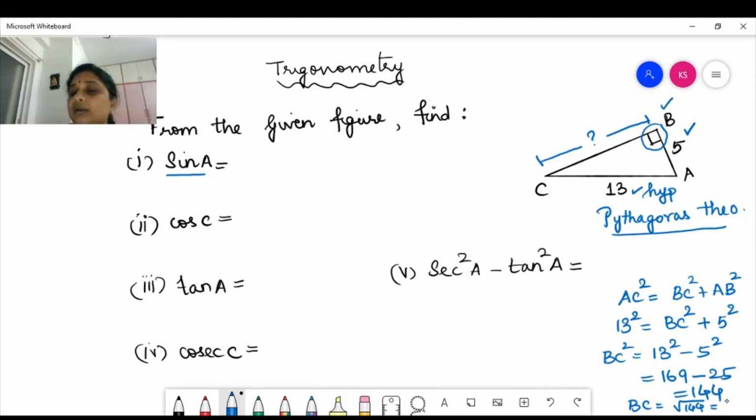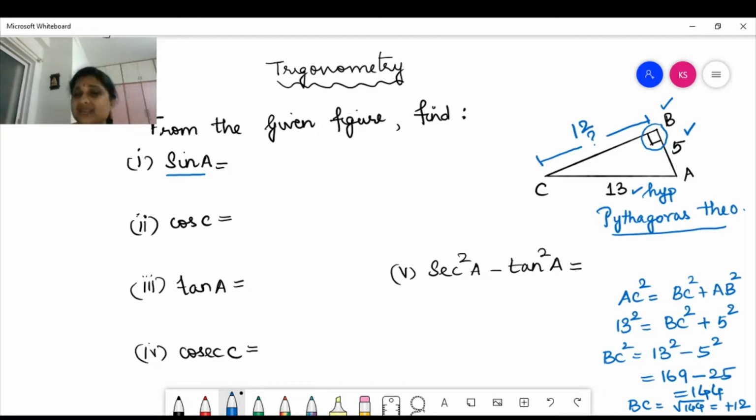The square root is always going to be both plus and minus the particular number, right? If you square plus 12 also, you're going to get 144. Minus 12 also, you're going to get 144. But in this particular situation, the length of a line segment cannot be negative, right? So we are only going to consider the positive value. So we are going to take BC as plus 12, right? Okay. So your BC is going to be 12.